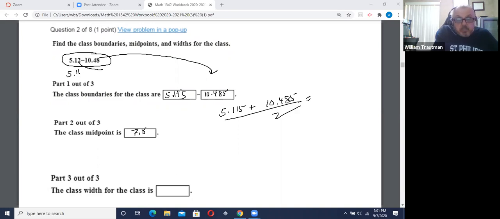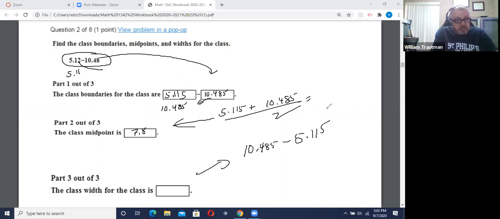And finally, the class width, if this was the boundary, then 10.485 is the lower boundary here. You then subtract those two, 10.485 minus 5.115, and I get a class width of 5.37. All right.